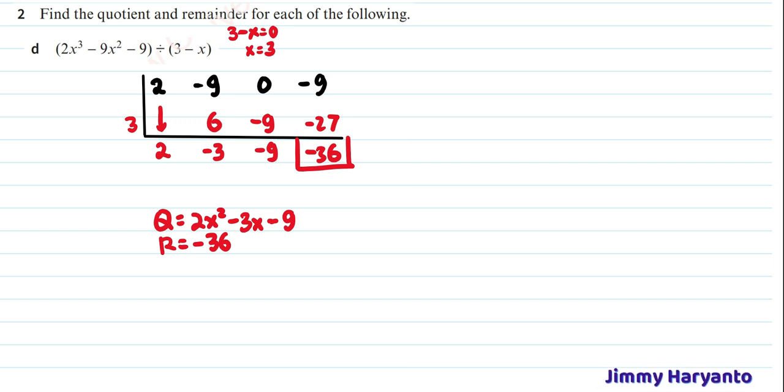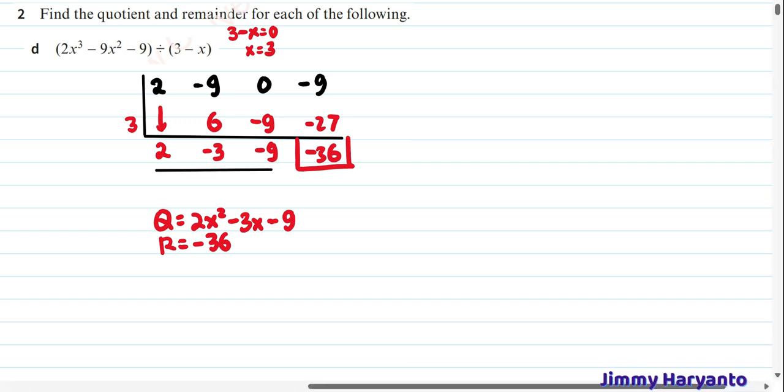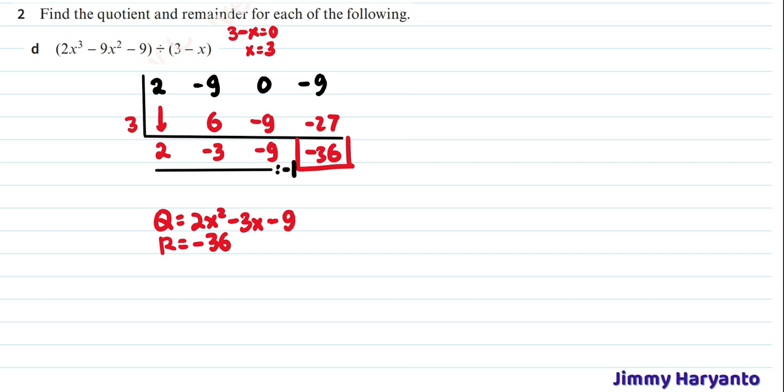My bad. We are not finished yet. I mean, you have to divide this by negative 1 since the divisor is negative x. That also means this one is negative, plus, and plus. Negative 2x squared plus 3x plus 9.